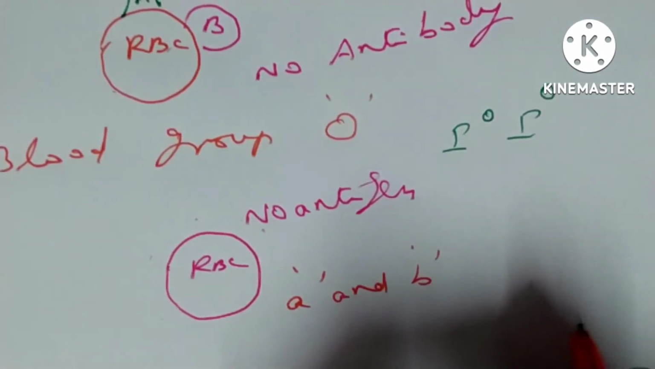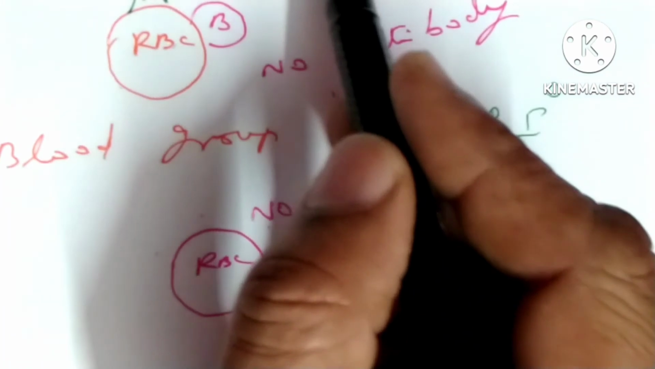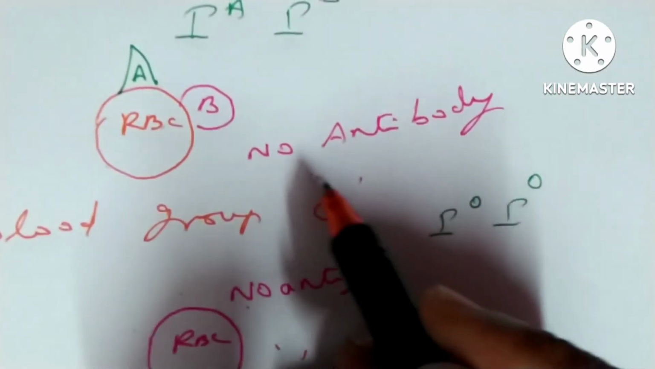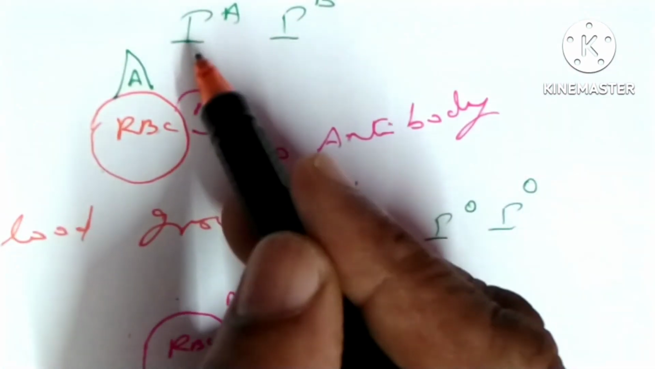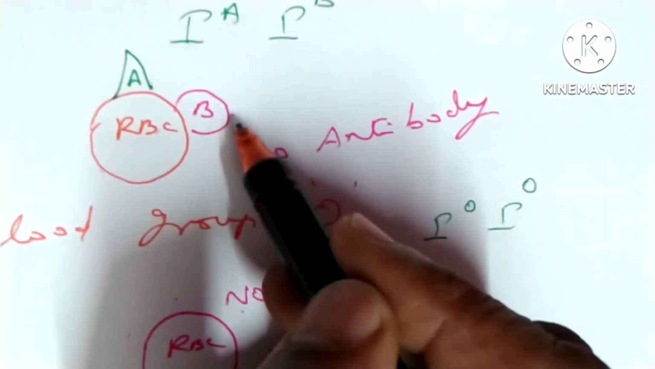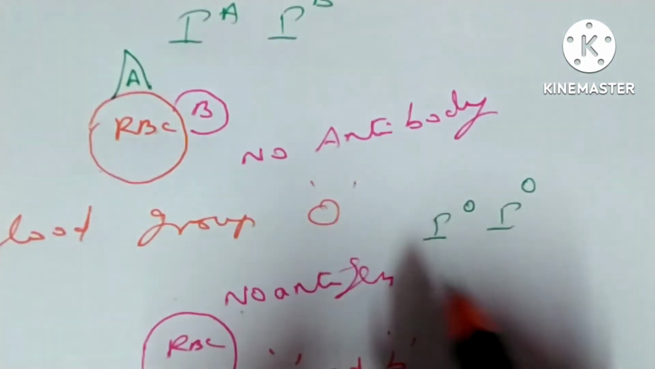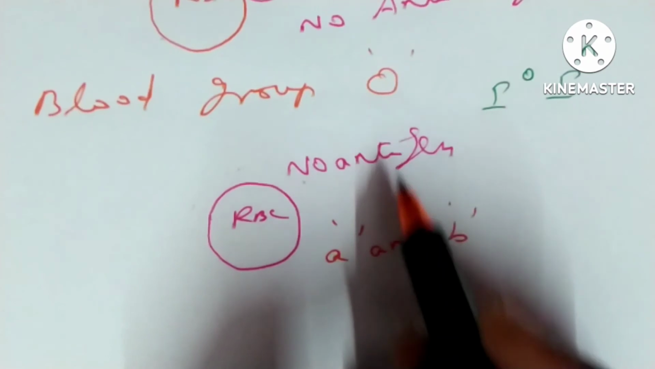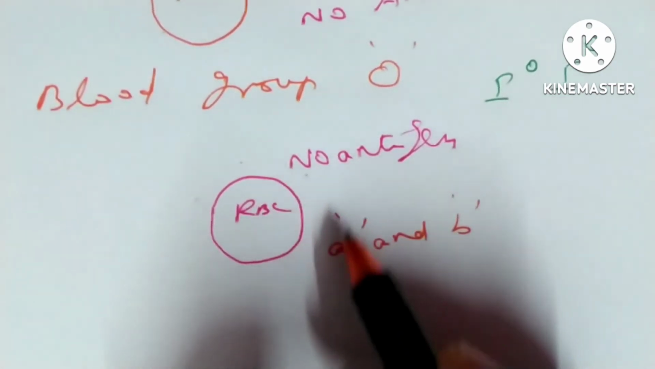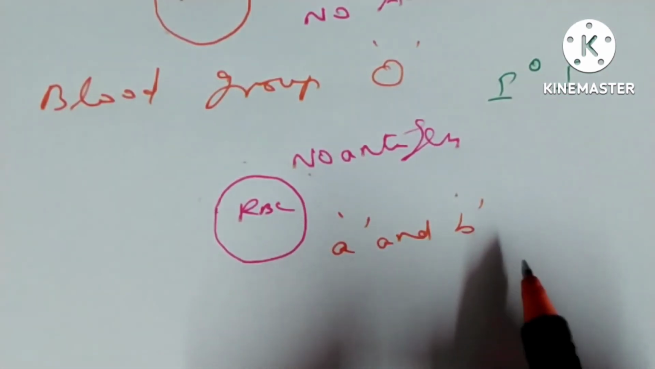But in the AB blood group, the RBC surface possesses the two antigens A and B, but there is no antibody. Here in blood group O, there is no antigen on the surface of the RBC, but it possesses the A and B antibodies.